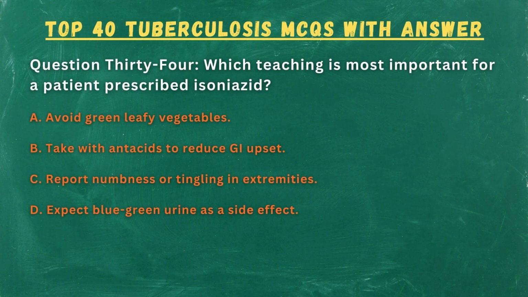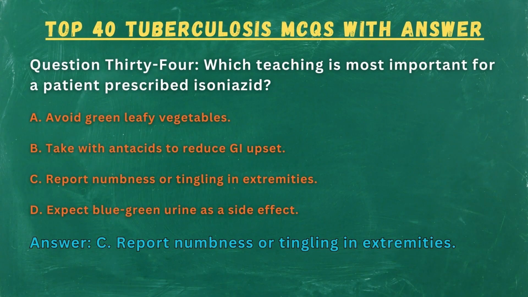Question 34. Which teaching is most important for a patient prescribed isoniazid? A. Avoid green leafy vegetables. B. Take with antacids to reduce GI upset. C. Report numbness or tingling in extremities. D. Expect blue-green urine as a side effect. Answer: C. Report numbness or tingling in extremities.